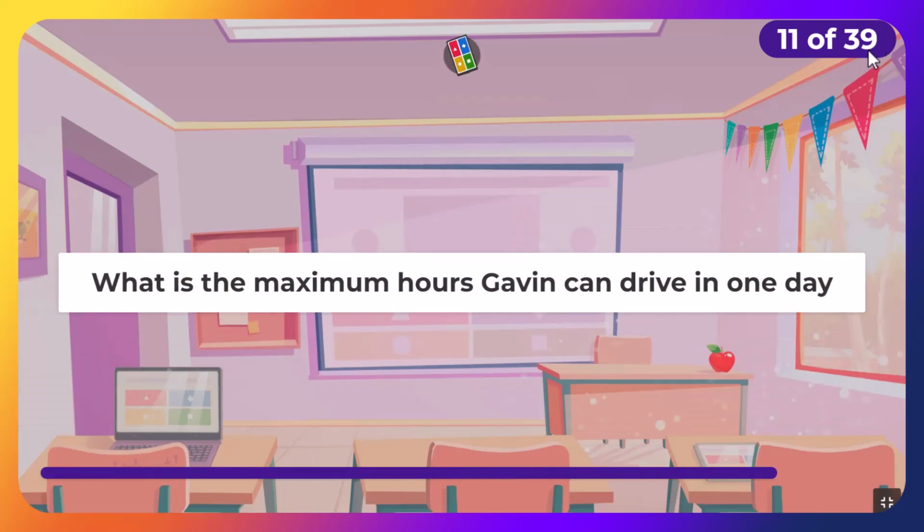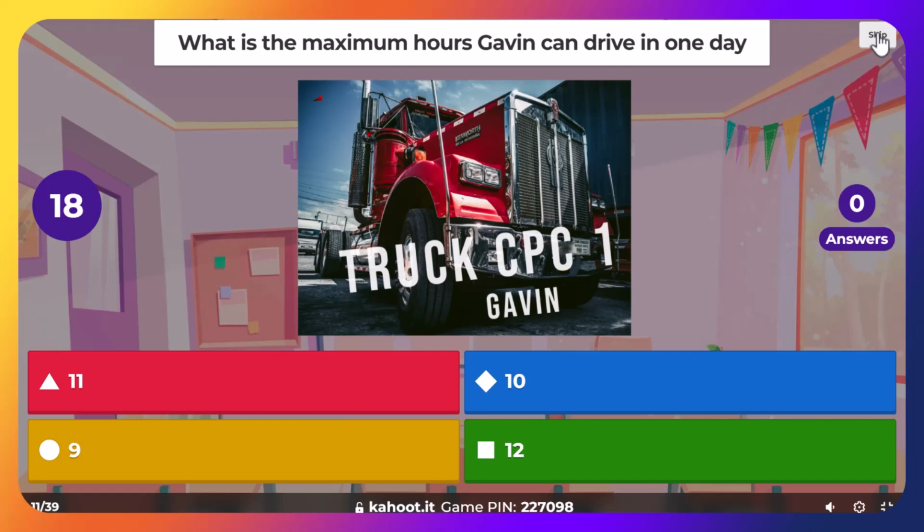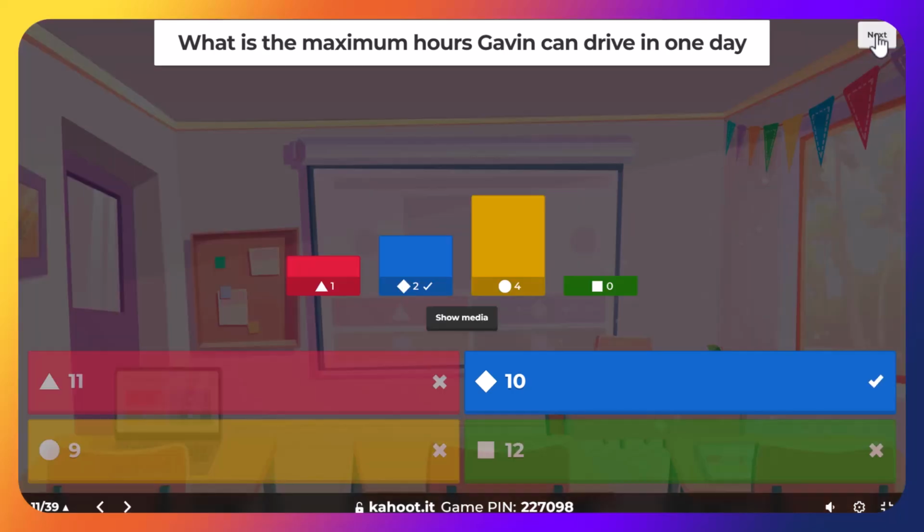Maximum hours Gavin can drive in one day. 4.5, 45-minute break, 4.5, and then if you want to extend your driving, 45-minute break, 1 hour, yeah? So the most you can drive in a day is 10 hours, lads. Read the question. It's not what's your average working, blah, blah, blah. What is the maximum hours you can drive in a day?